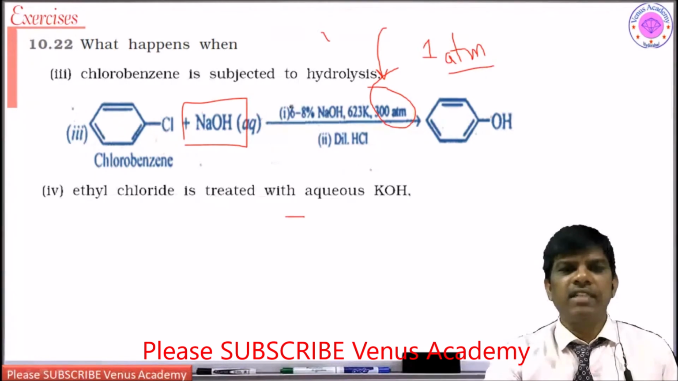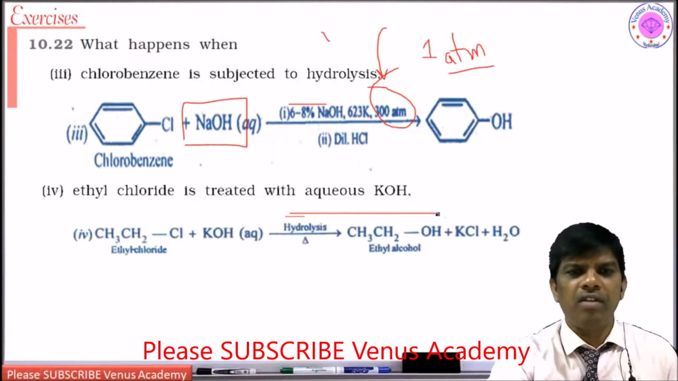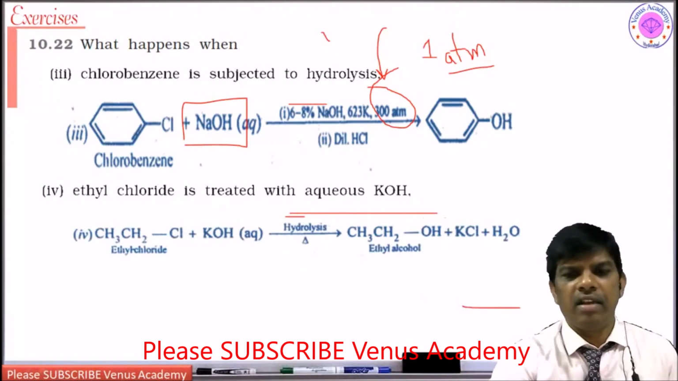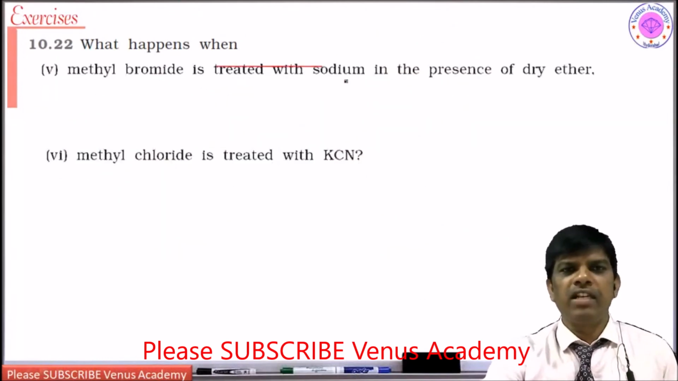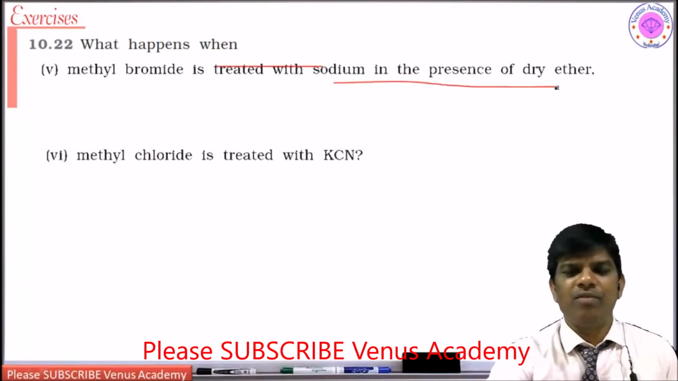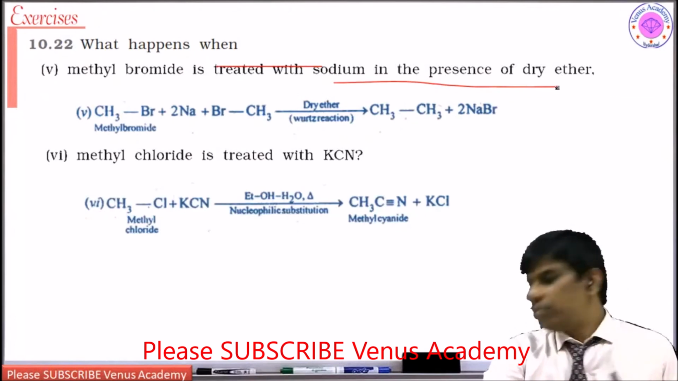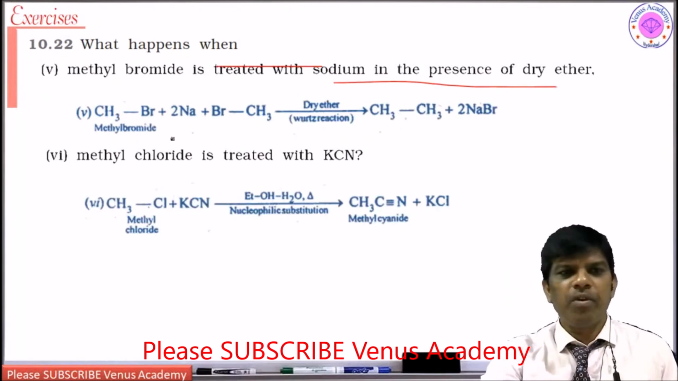Ethyl chloride is treated with aqueous KOH. What happens? You are going to get alcohol. Ethyl chloride gives ethyl alcohol. Next, methyl bromide is treated with sodium in the presence of dry ether. Wurtz reaction, students. Next, methyl chloride is treated with potassium cyanide. What is going to happen? With potassium cyanide, you are going to get cyanide.